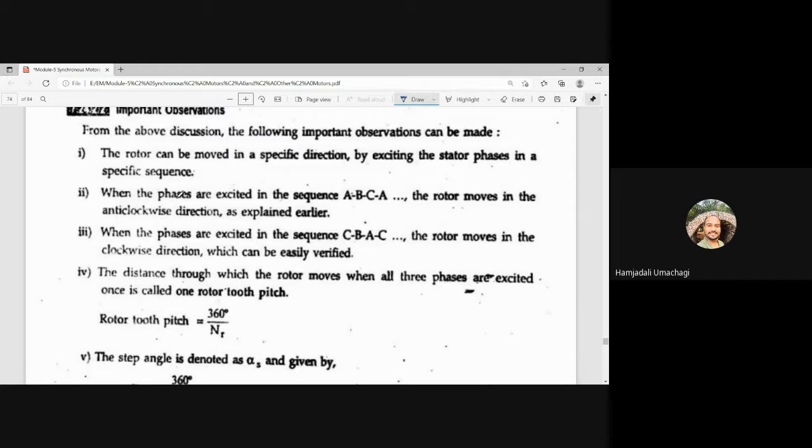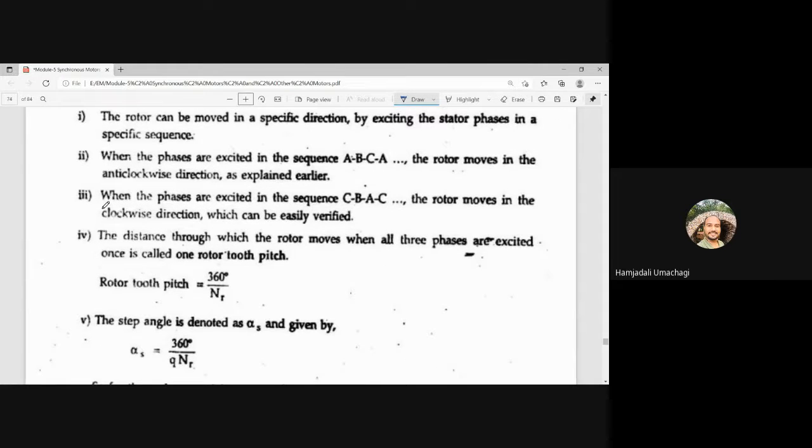Then second observation, when the phases are excited in the sequence A, B, C, A, the rotor moves in the anti-clockwise direction. Then the third observation, if the phases are excited in the sequence CBAC, then the rotor moves in the clockwise direction, which can be easily verified. So if we close switch SW3, then SW2, then SW1, then once again SW3, then we are exciting the phases of the stator CBAC, and in this case we are going to get clockwise direction of the stepper motor.